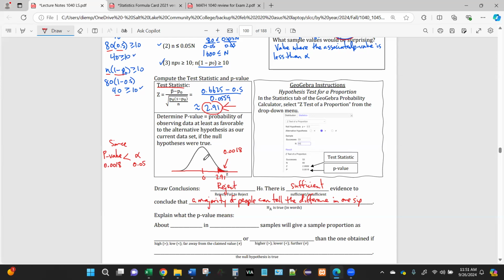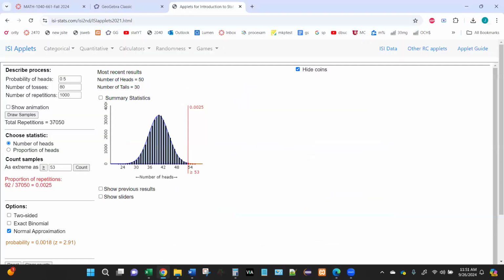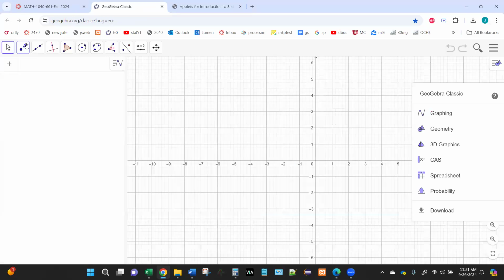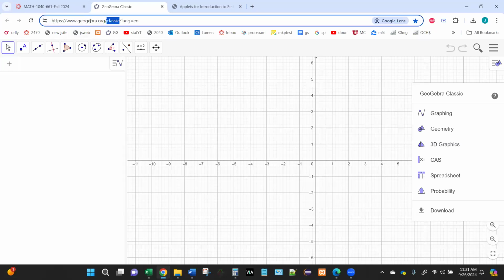We like to understand what's going on. We'd like to be able to do all the calculations by hand, so we prove to ourselves we know what we're doing. But it's also nice to be able to do things quickly. So to do this in GeoGebra, we'll go to the home page. And again, make sure you're using this URL that says classic in it.